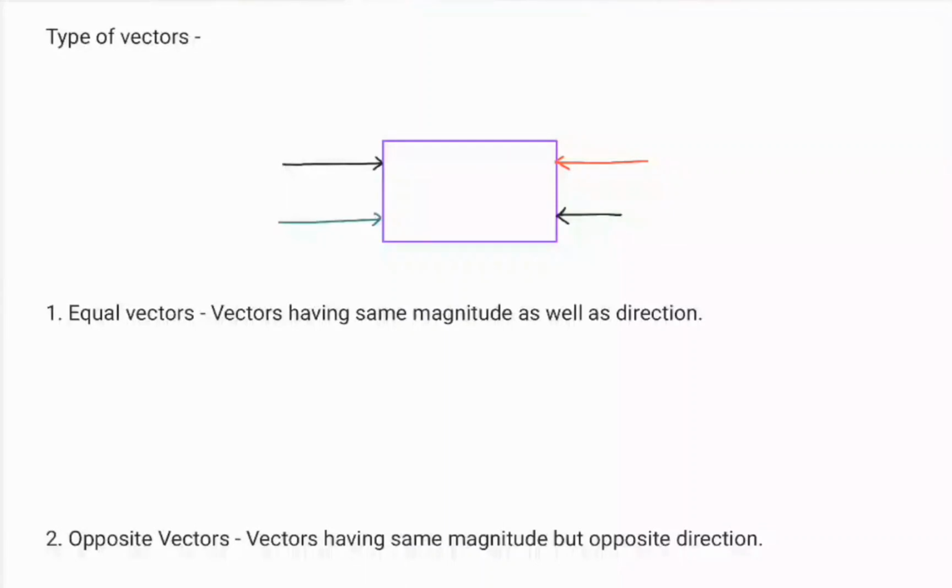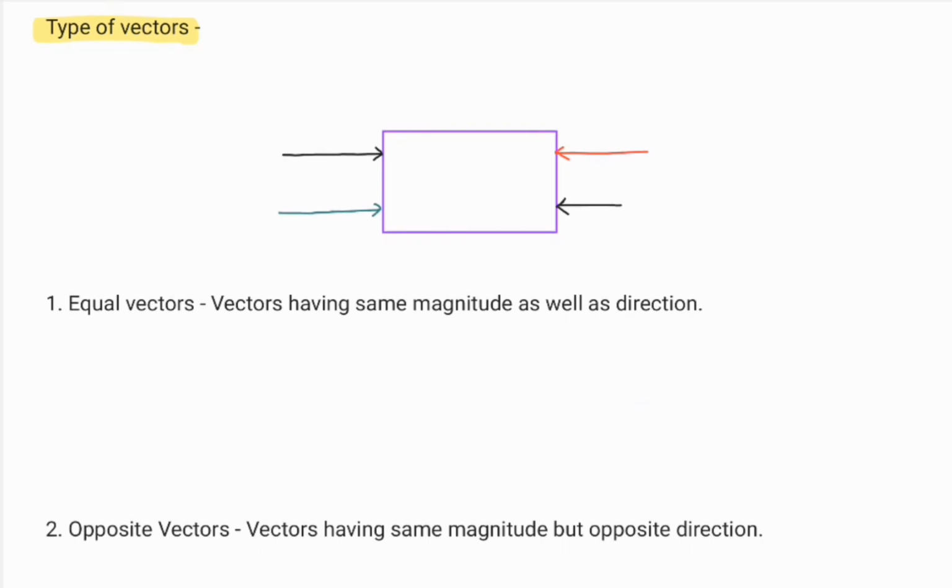In today's lecture, we will discuss the numerical for the topic vector, for the topics that we have already discussed in lecture number 1, 2 and 3. Before starting the numerical for the topic vector, let us see one small topic, type of vectors. First we will discuss this topic, then we will start solving the numerical for the topic vector.